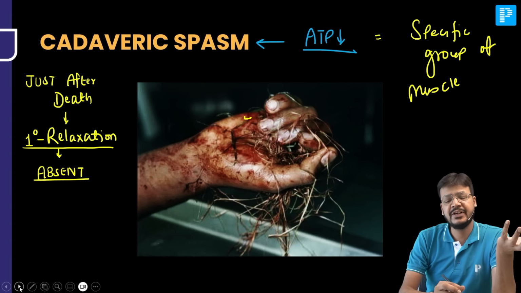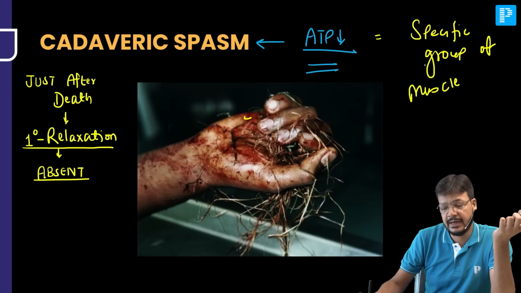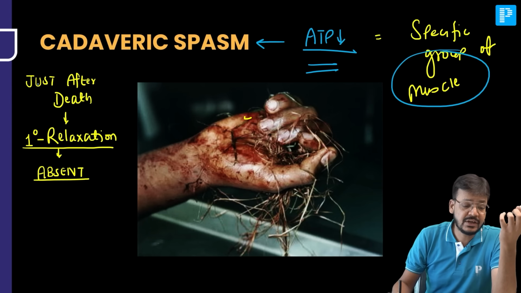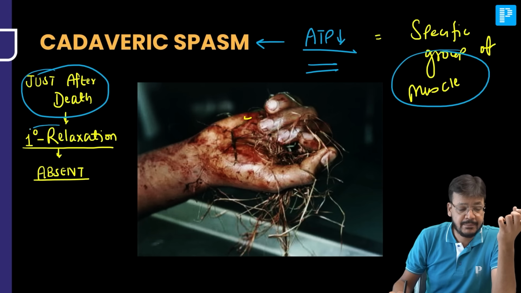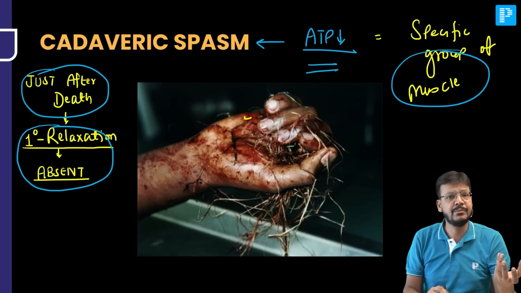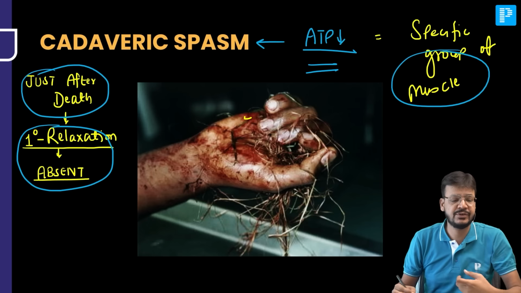As I told you, cadaveric spasm is again due to ATP depletion. It is a specific group of muscle, especially the hand. Here, it is just after death. That's why the primary relaxation phase in cadaveric spasm is absent. In rigor mortis, it takes some time. The primary relaxation phase is present.